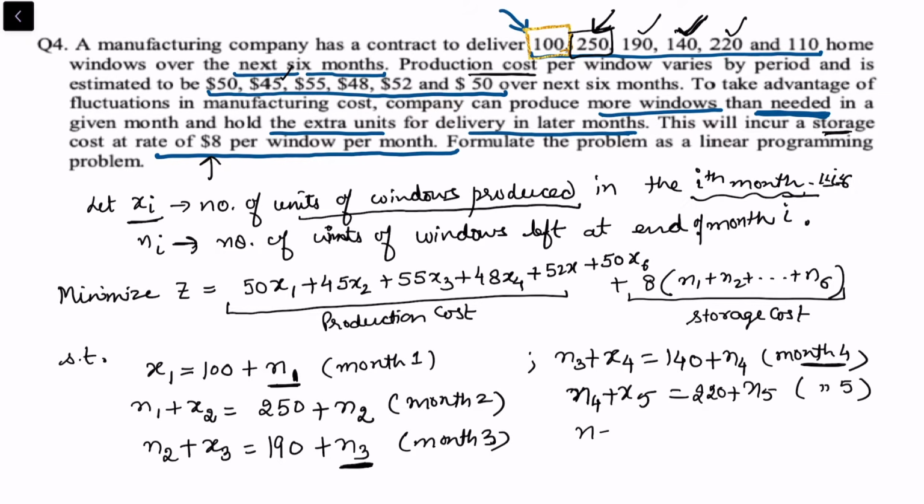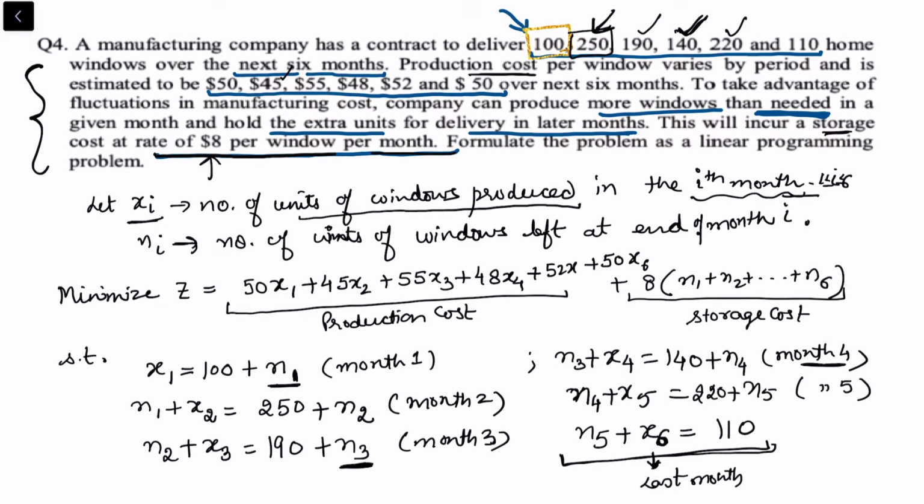Then we will have N5 carried forward, and finally the windows that are produced in the last month. So this 6 means that we are producing in the last month, the 6th month, and this whole process we are doing for 6 months. Now the last month has to ensure that all the windows are cleared, because the holding capacity is only for the 6th month. So in the last month we will only produce that many windows which satisfy this equation, N5 plus X6 equals 110.